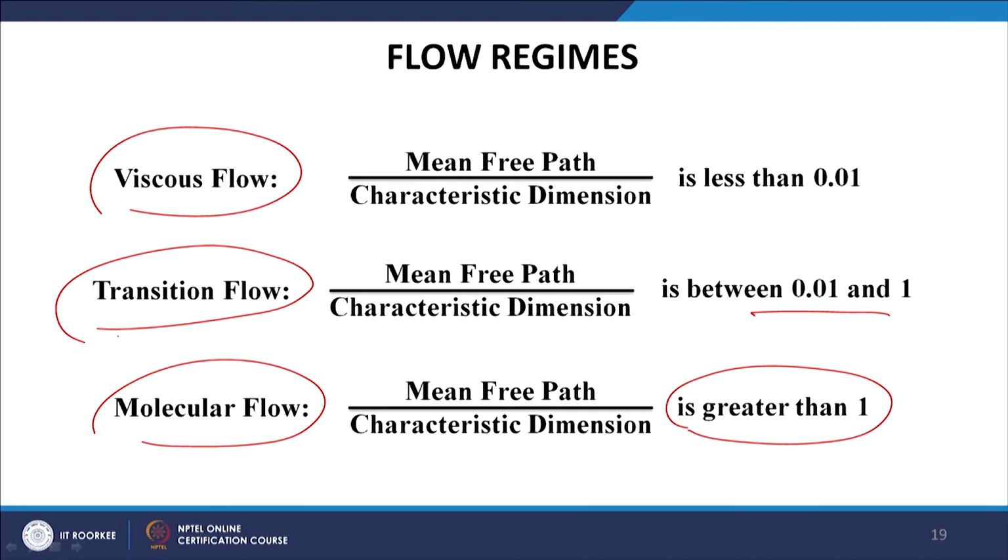So, whenever we look for whether it is a viscous flow or a molecular flow, basically we need to know the mean free path of the system and we need to know the characteristic dimension, and we need to take a ratio of the mean free path to the characteristic dimension. If it is less than 0.01, then it is a viscous flow. If it is greater than 1, then it is a molecular flow. If it is in between 0.01 and 1, then it is a transition flow.